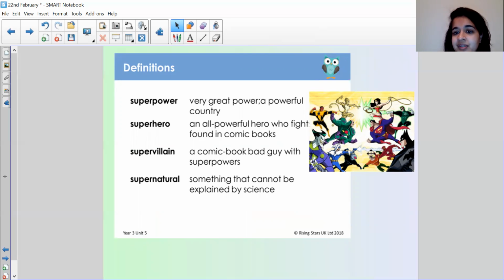All-powerful heroes in the comic books, they fight evil, and then these are the bad guys, the supervillains, they do the nasty deeds. And they can also be considered supernatural because it's something that cannot be explained by science. How do they have these powers? How does Superman have these powers? Well, we can't explain it using science, which is why it's supernatural. So, best picture to explain the meaning of those words is this one right here.